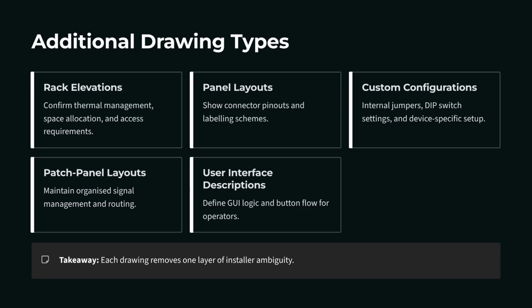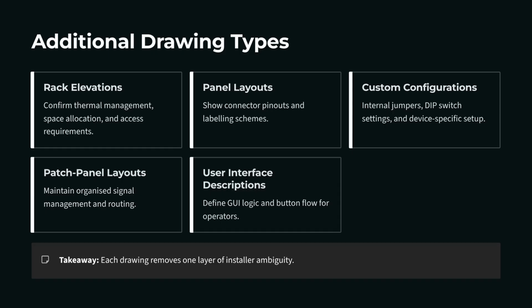The supplemental set is just as important. You need rack elevations to confirm thermal, space, and access; panel layouts to show connector pinouts and labeling; custom configurations, internal jumpers, and dip switch settings; patch panel layouts to maintain organized signal management; and user interface descriptions to define graphic user interface logic and button flow, often referred to as wireframes. Each drawing removes one layer of installer ambiguity.